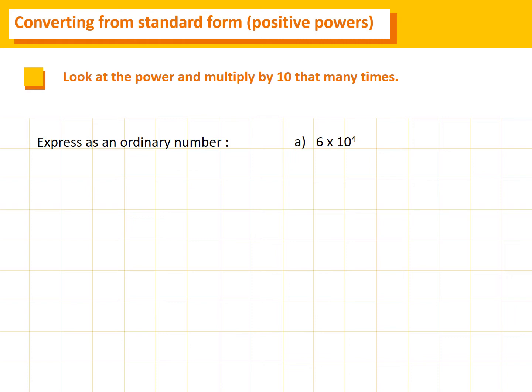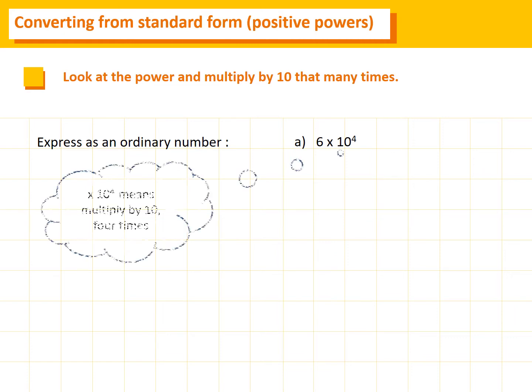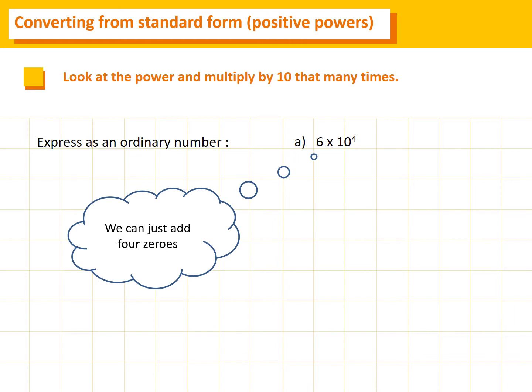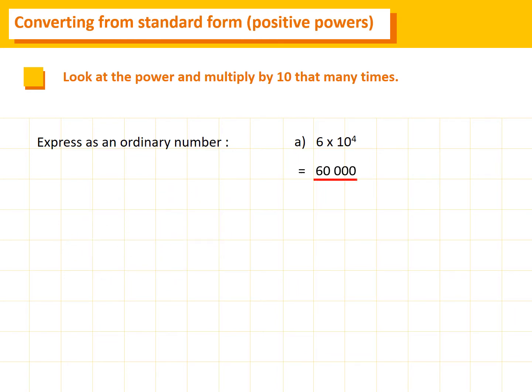The number given to us here is in standard form because 6 is a number between 1 and 10 and is being multiplied by a power of 10. Multiplying by 10 to the power of 4 means we multiply by 10 4 times, and because 6 is a whole number, to multiply by 10 4 times, we simply add the 4 zeros. So 6 times 10 to the power of 4 is 60,000.